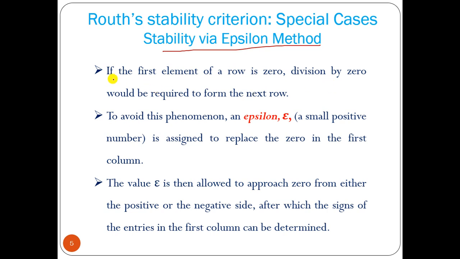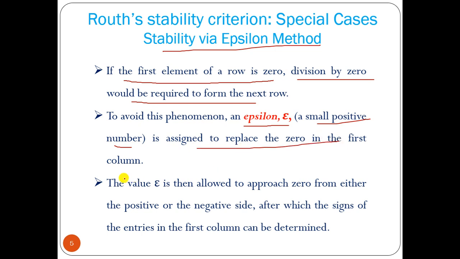What is that? The first column of a row is 0. If the first element of a row is 0, division by 0 would be required to form the next row. To avoid this, an epsilon, a very small positive number, is assigned to replace the 0 in the first column. The value of epsilon is then allowed to approach 0 from either the positive or negative side, after which the signs of the entries in the first column can be determined.